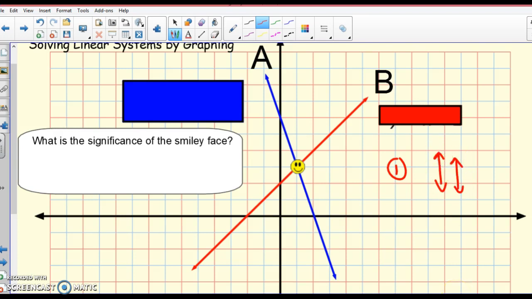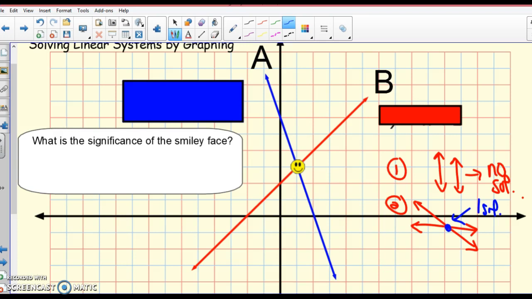They can be parallel. There will be no solution because they don't touch, they don't cross. Parallel lines never intersect. You could have intersecting lines. How many solutions do you think they have? One solution, and it is where they intersect.